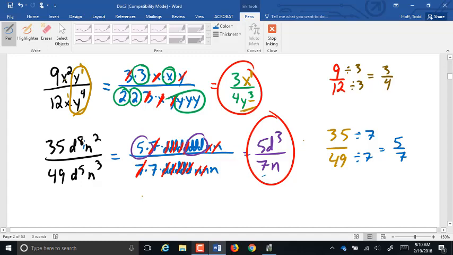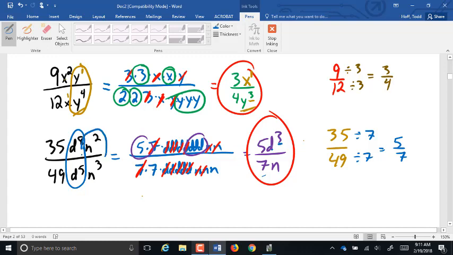The variables. D to the 8th over D to the 5th. Where's the largest power? On top. So that tells us D is going to end up on top in our answer. We have an 8 and a 5. The difference would be 3. So we ended up with a D to the third on top in our answer.